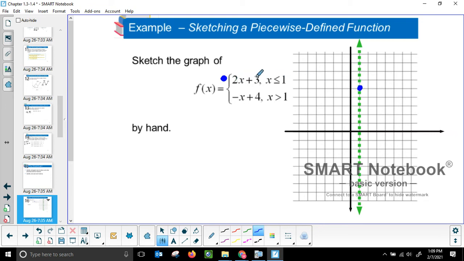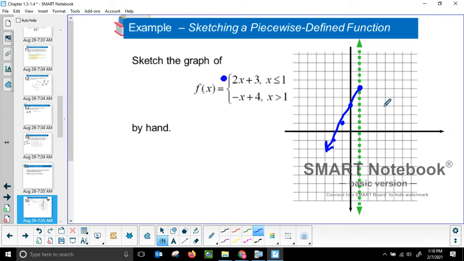Now, it says that this thing is true for all x's less than or equal to 1. All you have to do is pick any number you want less than 1. Well, 0 is less than 1. If I plug 0 in here, I'm going to get 3. So that gives me the point 0, 3. Now I know that I only need 2 points for a line. You could keep going if you want. You could plug in -1, you could plug in -2, whatever you want. It doesn't really matter, but once you have 2, that is sufficient.